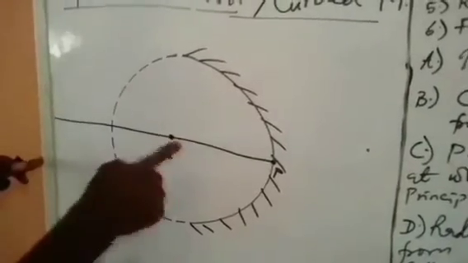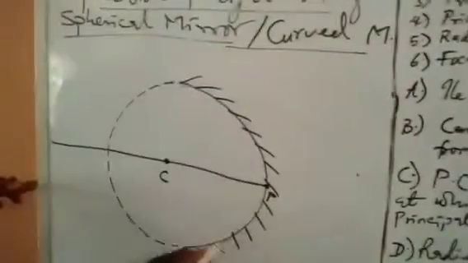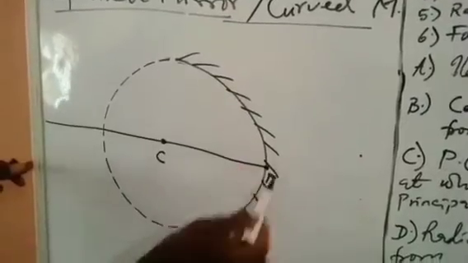That is my center of curvature. You can see what we have here. The pole is the center of the reflecting part. This is the reflecting surface. So the midpoint of the reflecting surface or arc is my pole.